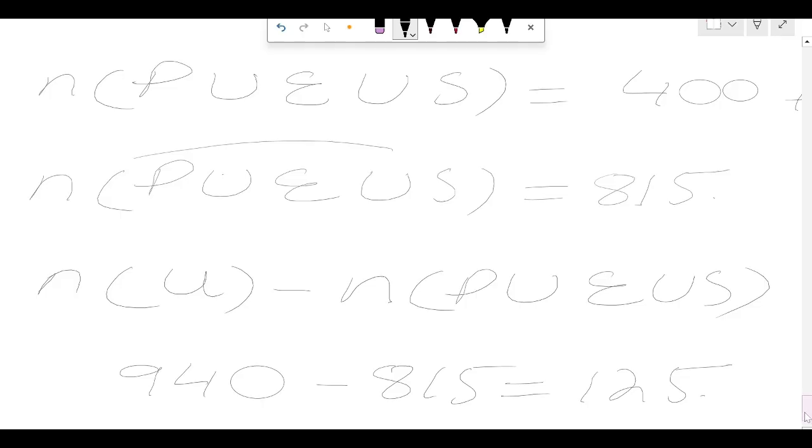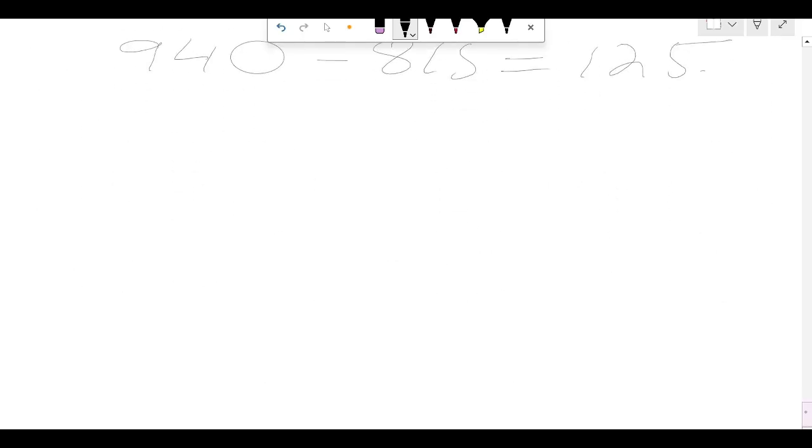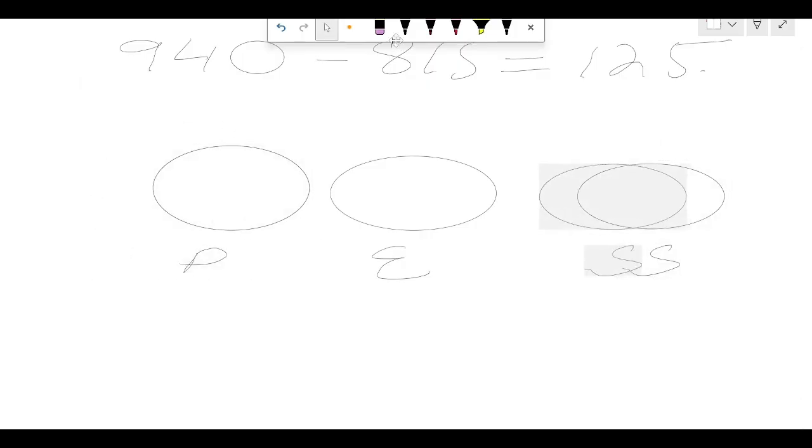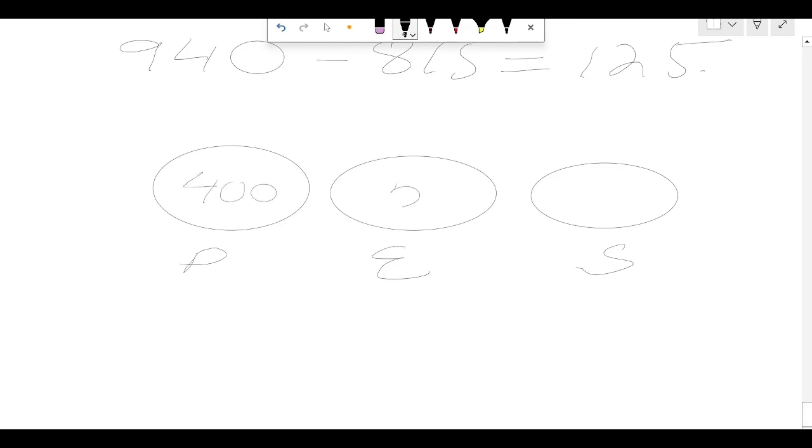So now I need to represent this data by the Venn diagram. So I'll draw three sets. This is the first set, this is the second set, and this is the third set. Now these three sets do not have anything in common, that's why they aren't overlapping with each other. I'll call this set primary, this elementary, and this secondary. Now firstly, let's make them a little bit closer. Okay, so now I'll place the values of primary, elementary, and secondary children. So this will be 400, this will be 240, and this will be 175.